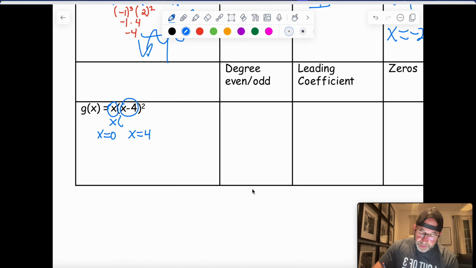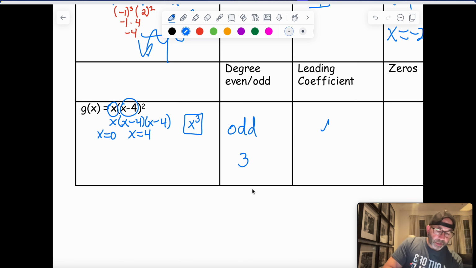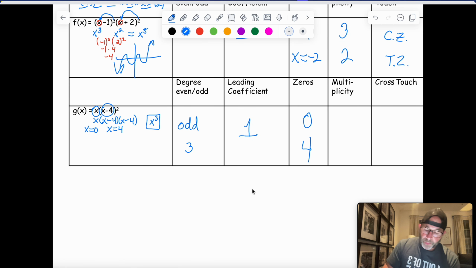Because I have x times x minus 4 times x minus 4. We have 3 x's in this problem, so this would be an x cubed at some point during the problem. So the degree of this is odd, and it is 3. The leading coefficient of this is going to be a 1. The zeros in this are going to be at 0 and 4.